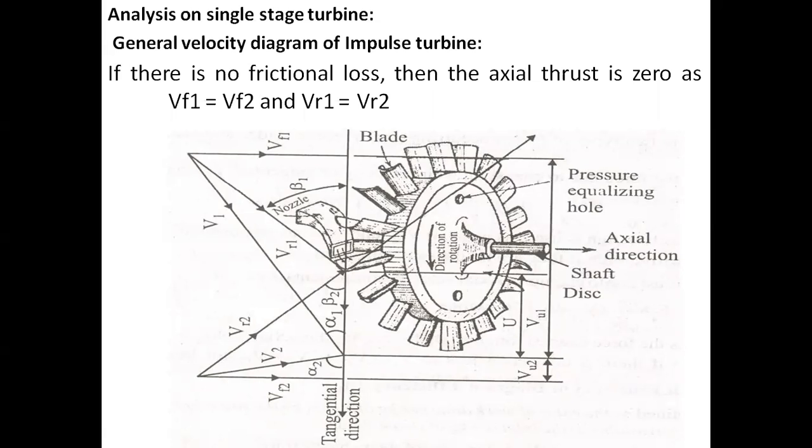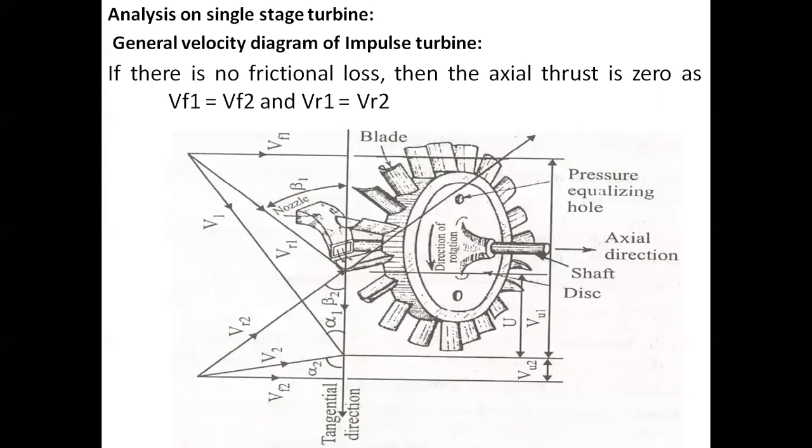In the previous lecture, we discussed the steam turbine working principle and the compounding of the steam turbine. So today we will discuss the analysis of a single stage impulse turbine. We have already seen a general velocity diagram of an impulse turbine in previous lectures.